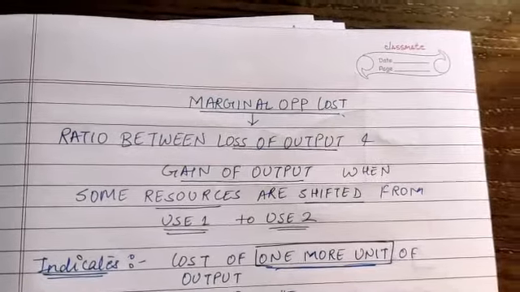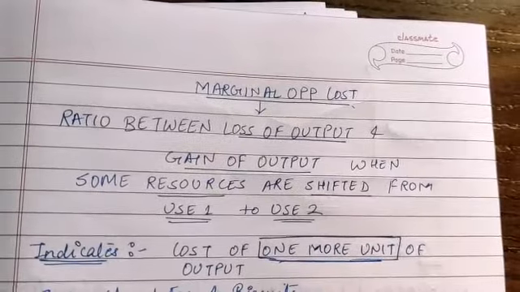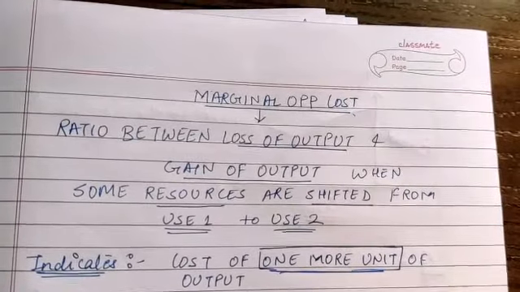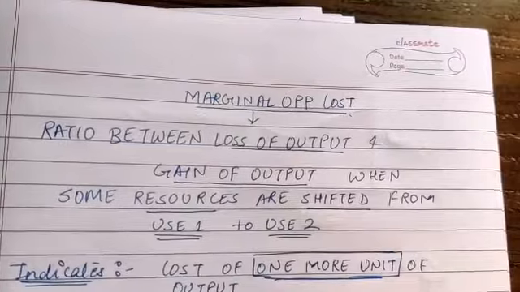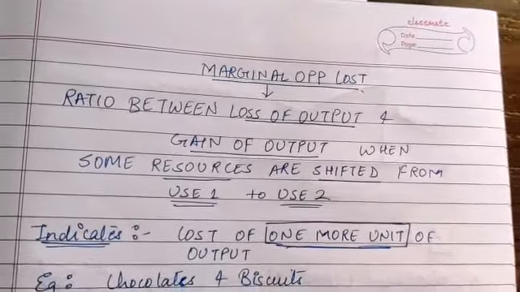Good morning, students. This is the last topic for today, that is marginal opportunity cost, and I can say the last topic of this chapter, so we will be completing chapter number 2, that is central problems of an economy.